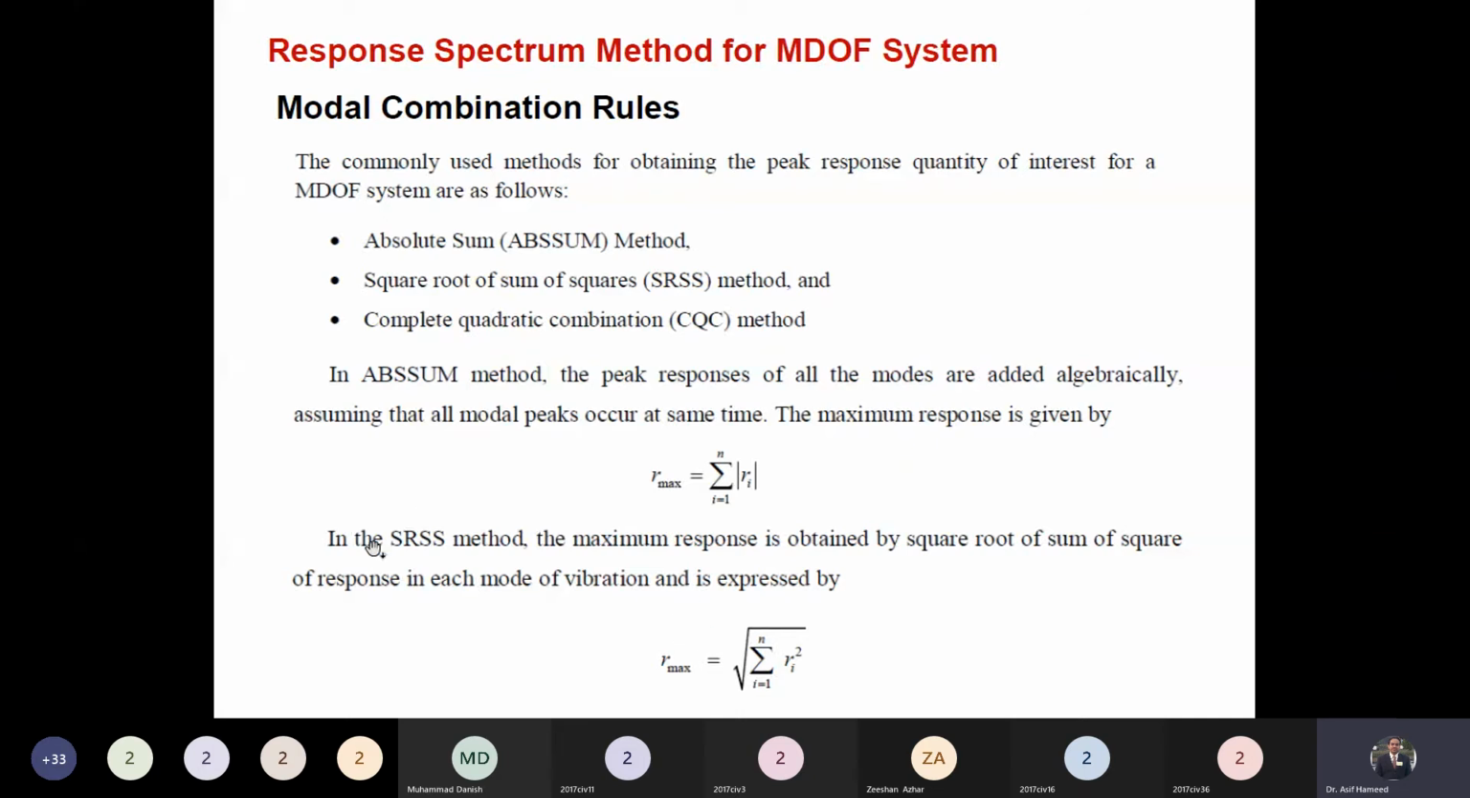And then we have another method, which is the square root of sum of squares method. In this method, we will take the square of the response in each mode, and then we will take the square root of the sum of the squares of the responses in each mode. That will be the total response of the structure.